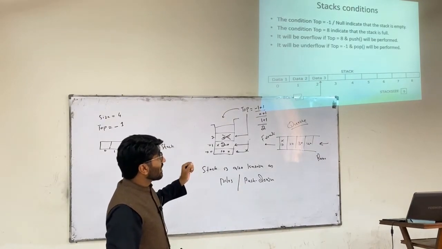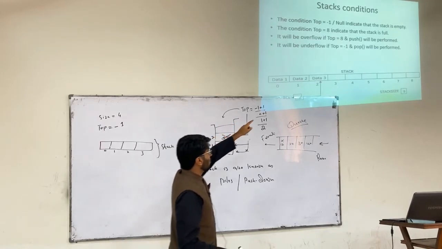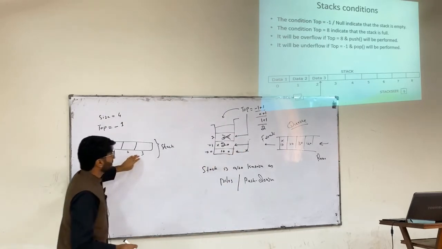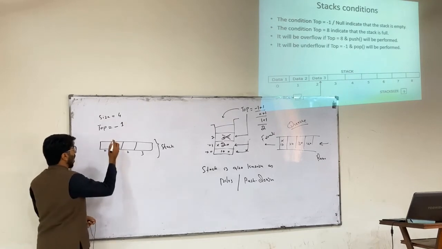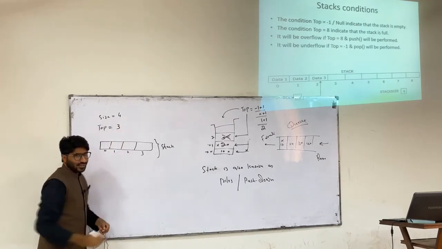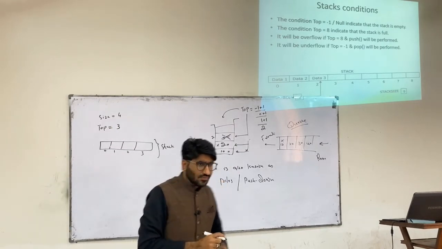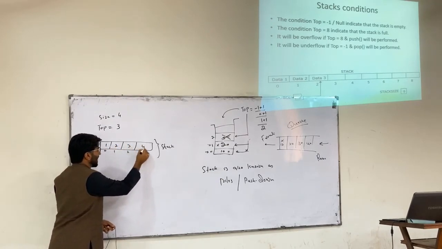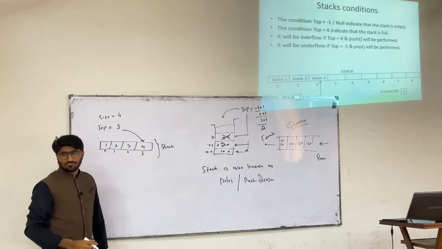Condition number 2, the condition top is equal to 8. Why is it 8? Because we are considering this example. But what if you consider this example? Let's suppose your top is 3. If your top is 3, what does this mean? It means there are values in this stack, the top is representing here, and it is full.